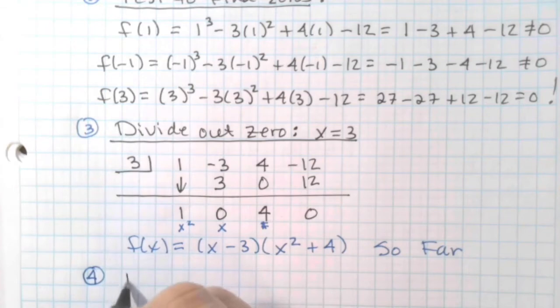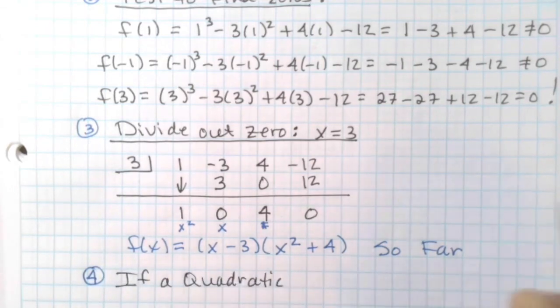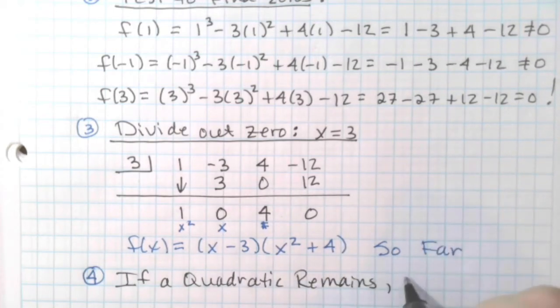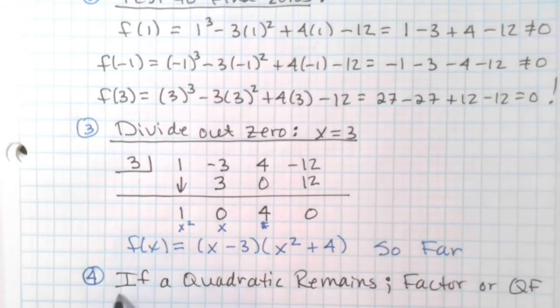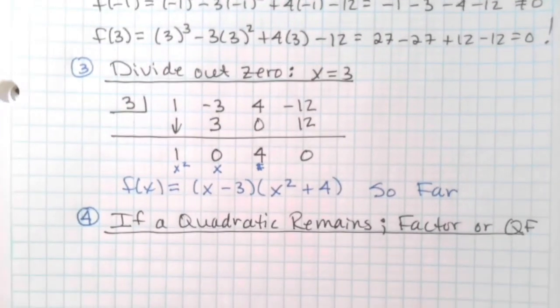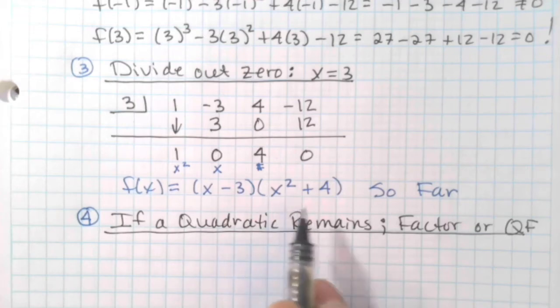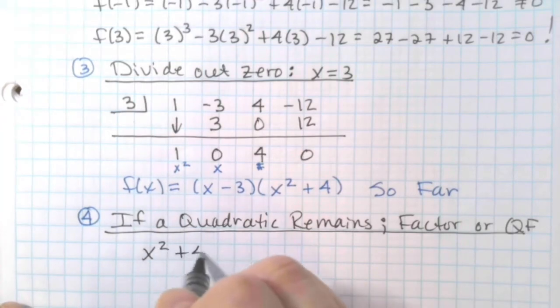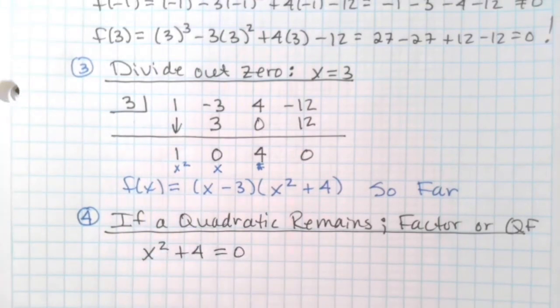So if a quadratic remains, we can factor or use the quadratic formula. Obviously, x squared plus 4 doesn't factor. So the nice thing is if you don't have an x term, you can just solve by taking square roots because there's no x term. If there is an x term, you have to use the quadratic formula. As it is, I can take x squared plus 4 and just solve it by extracting square roots.